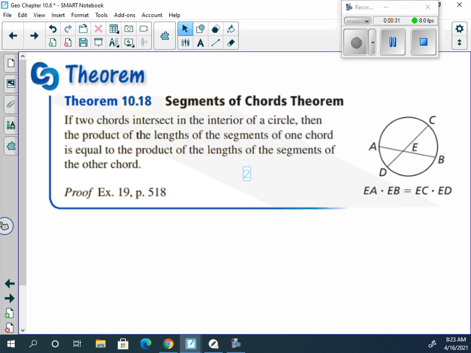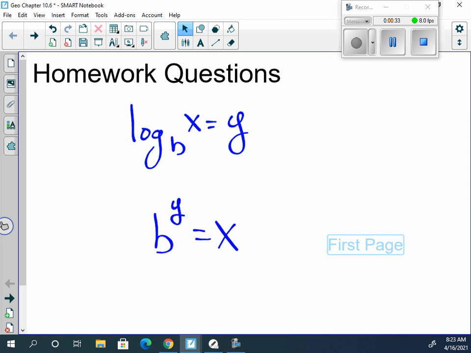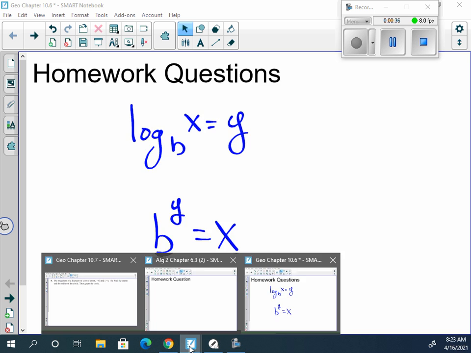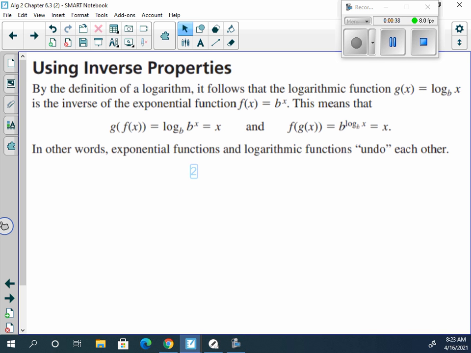Now, by the end of the lesson, this will actually make a little more sense. By definition of a logarithm, it follows that the logarithmic function g of x is equal to log base b of x. Its inverse is the exponential function b to the x. That means if I take log base b of b to the x, it will give me x. They will undo each other. It also follows that b to the log base b of x will equal x.